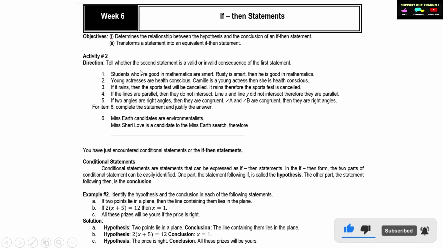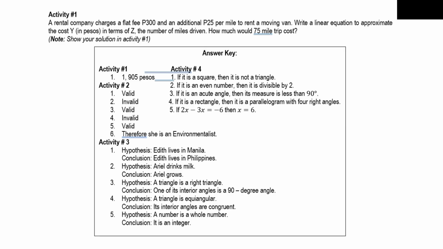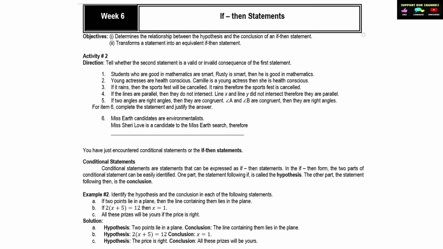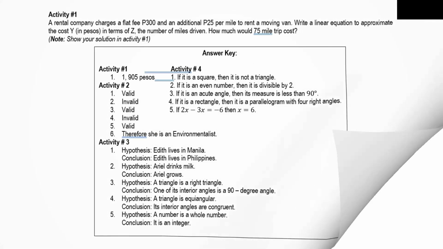For activity number 2, all you have to do is to tell whether the second statement is a valid or invalid consequence of the first statement. And number 1, students who are good in mathematics are smart. Rusty is smart, then he is good in mathematics. Is it valid or invalid? And this is a valid statement. For number 2, young actresses are health conscious. Camille is a young actress, then she is health conscious, so that is invalid.